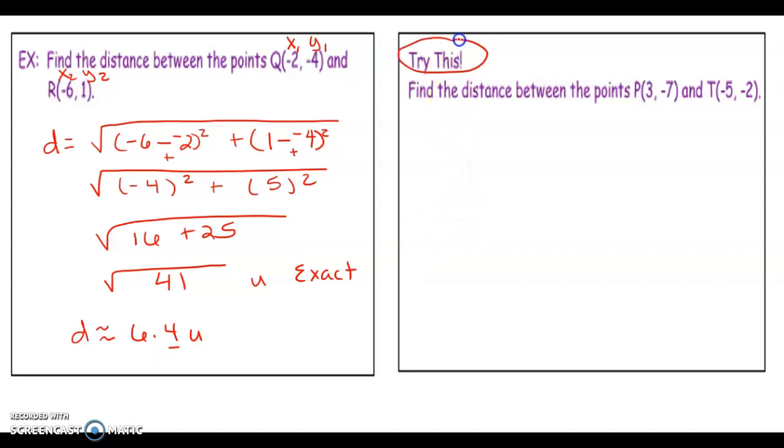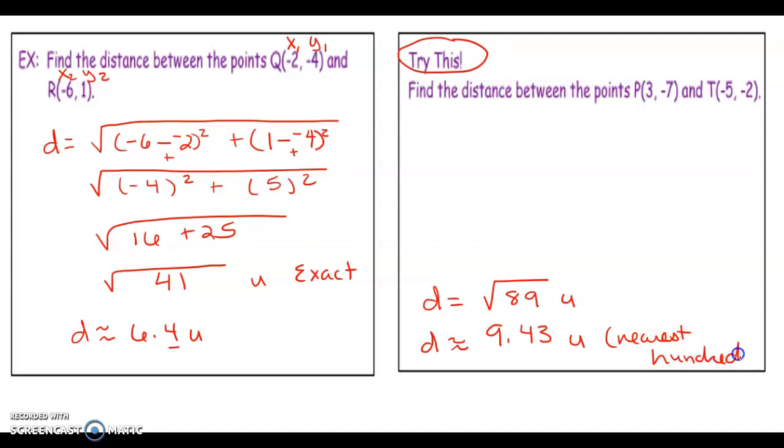Okay, you pause the video and try this one. When you come back, let's see if you can give it to me in what it exactly equals and to the nearest hundredth. Okay, how did you do? If you made any errors, check your integers and then come back and try it again.